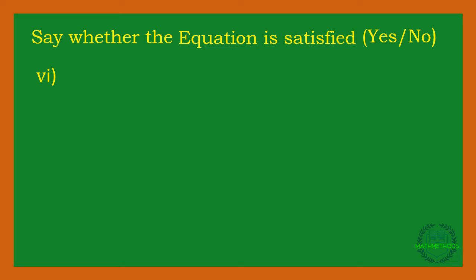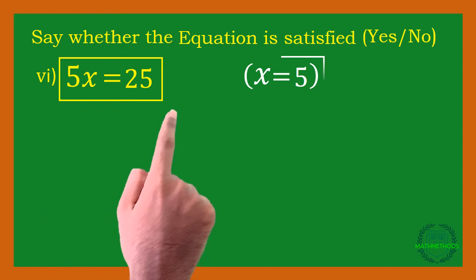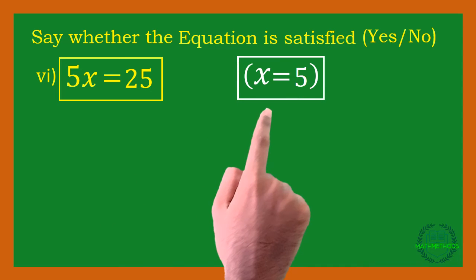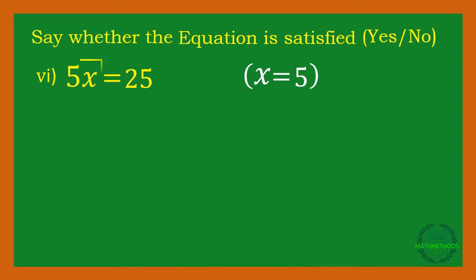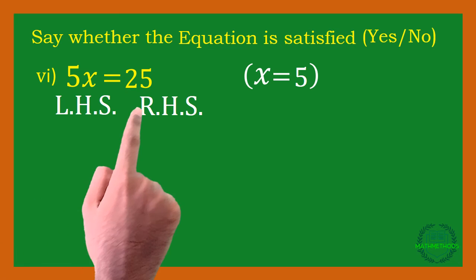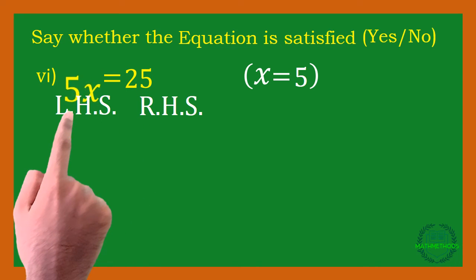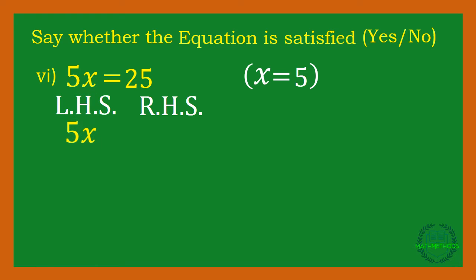Next we'll take the sixth example from this exercise, that is 5x equals 25 for the value of x equals 5. The equation here is 5x equals 25 and we are given the value of x to be 5. In this equation, to the left hand side we have 5x and to the right hand side we have 25. The value of the right hand side is 25, which means the value of the left hand side should also be 25. The value of 5x should be 25.